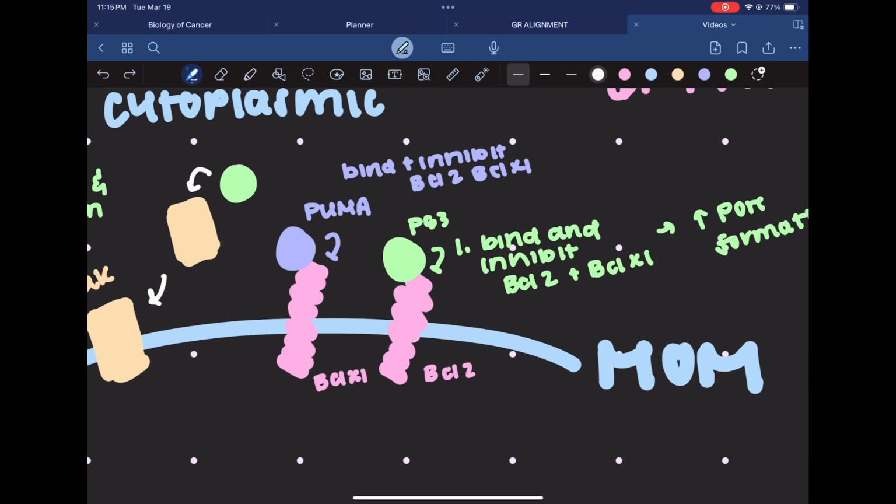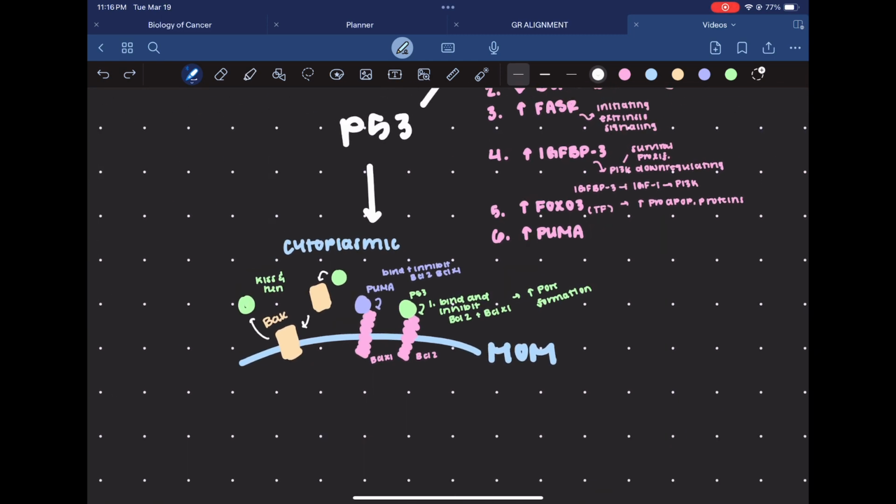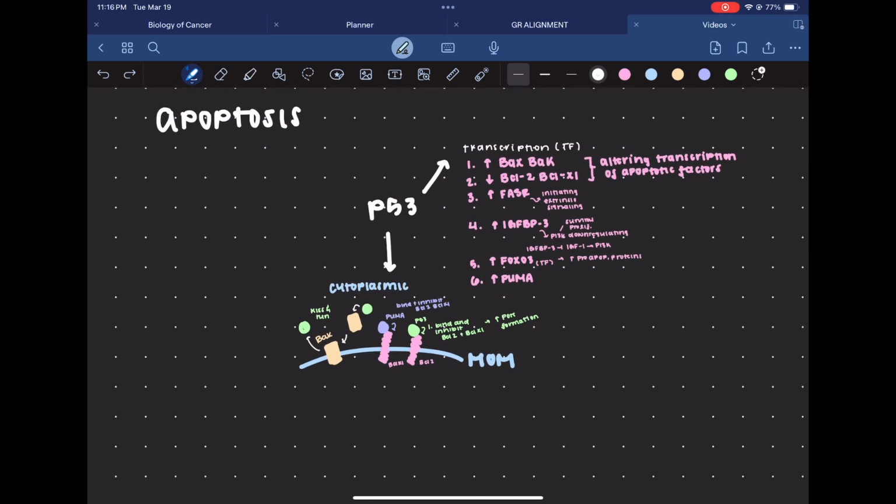So that's kind of our p53 related activities for apoptosis. I'll make one other short video discussing some of the therapeutics for apoptosis and how we can kind of help this process along.